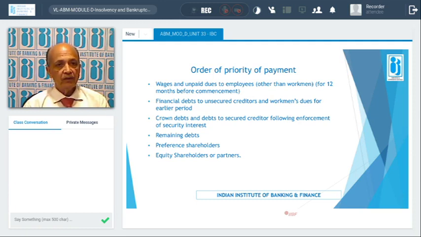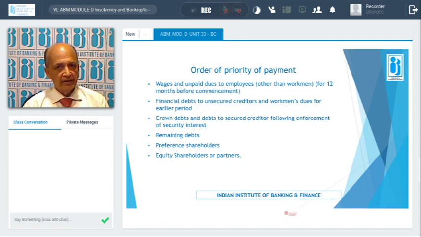Then financial debts to unsecured creditors. Workmen's dues beyond 24 months will be taken along with the unsecured creditors. Then Crown debts and debts to secured creditors following enforcement of security interest. Any residual or shortfall will be taken after the unsecured creditors, that is, they will get priority after the unsecured creditors. Afterwards, the residual, meaning the shortfall, would be taken care of as per the Act.